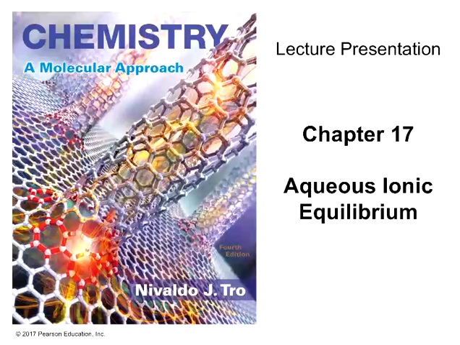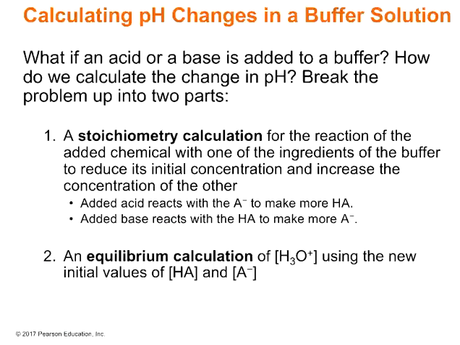Today we're going to continue our discussion on buffers, and we were calculating the pH of a buffer system previously, but what if we add an acid or a base to a buffer? We would hope that the pH would stay relatively the same because that's the purpose of a buffer, but it is going to change slightly. So how do we calculate that change in the pH?